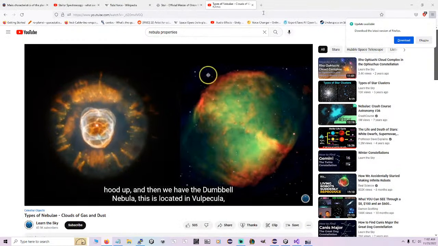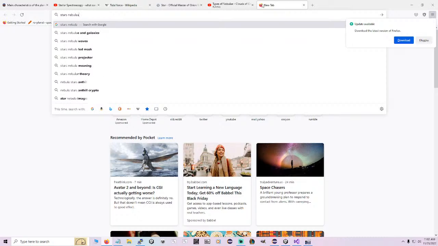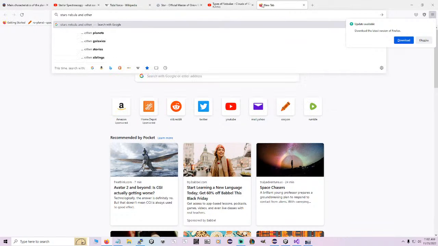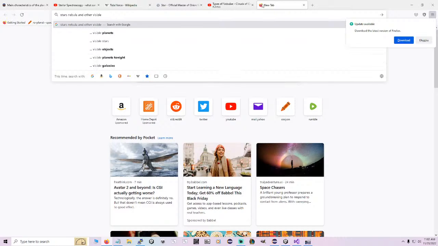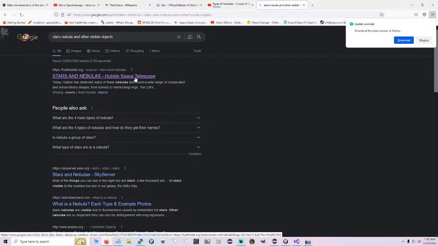And then we have another one, located in Vulpecula. Going back to this one, it's called a supernova remnant, and these are some of the coolest looking nebulae that exist. How these formed is that these are the leftover remains of a supernova explosion, and you can really just tell from this picture that this really looks like it was blown to smithereens.